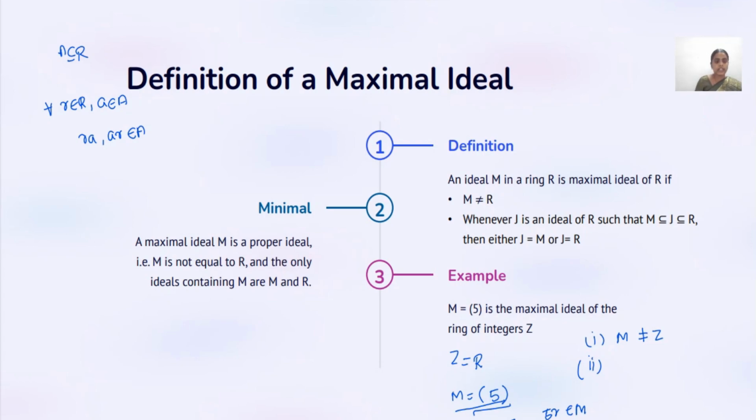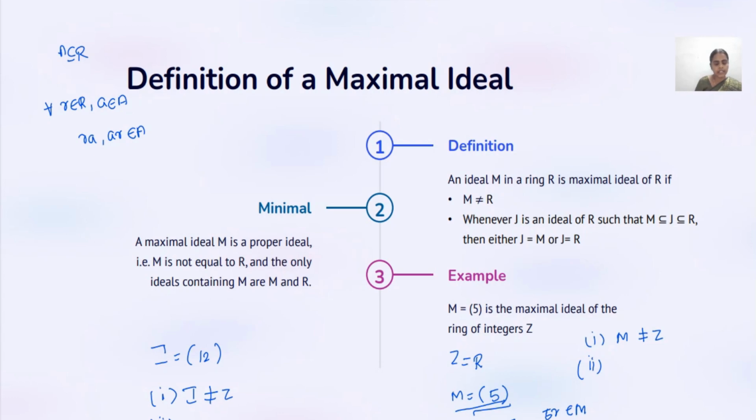Now, if we take another ideal which is the multiples of 12, this is also an ideal of the ring of integers Z. Now we check whether this ideal I, multiples of 12, is a maximal ideal or not. First we have to check I is not equal to Z. Yes, here also I is just the multiples of 12 only, whereas Z is the set of all integers. So they are not equal. So the first condition is satisfied.